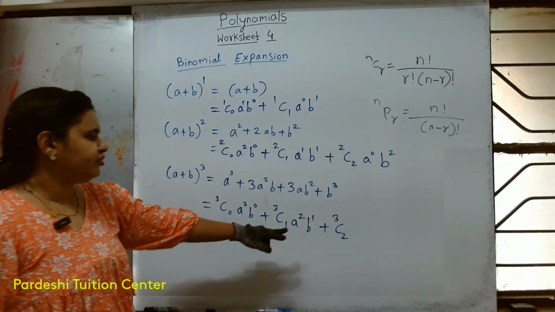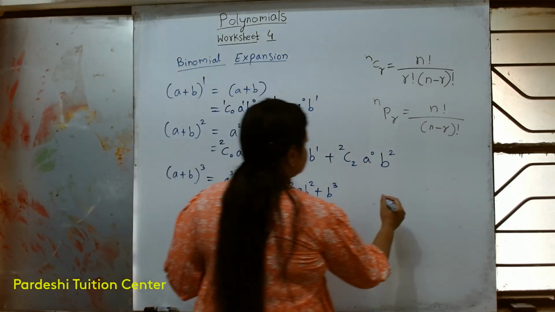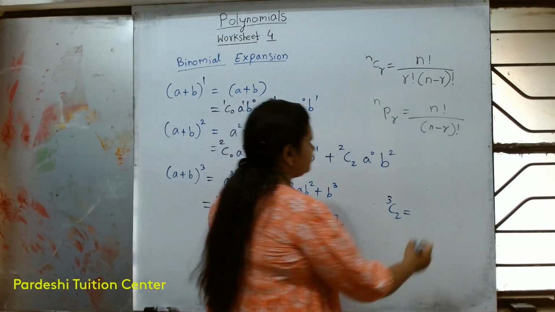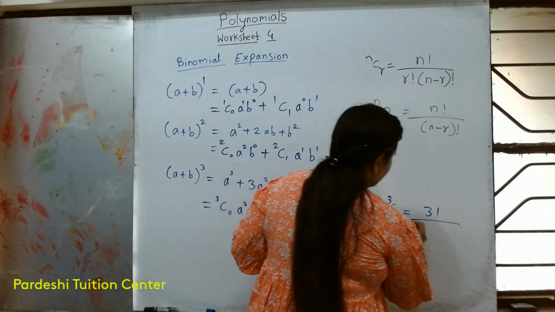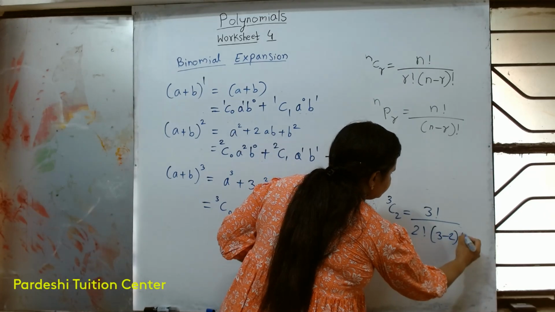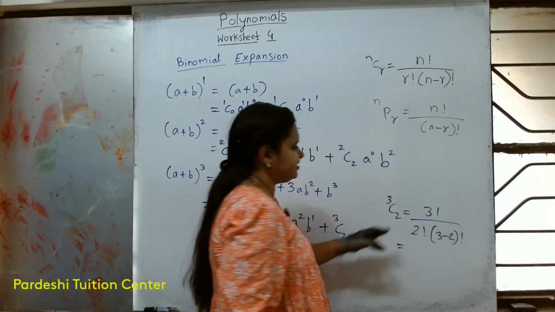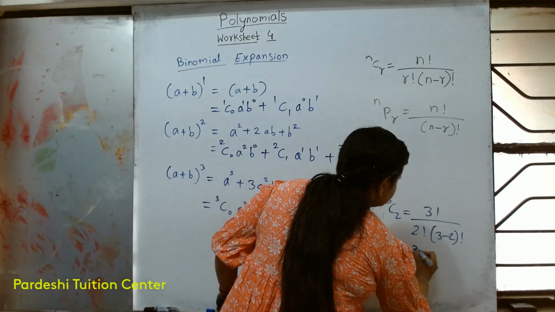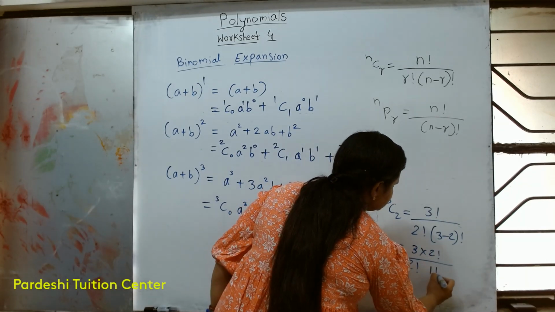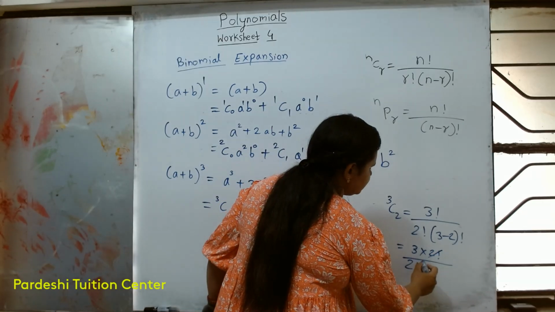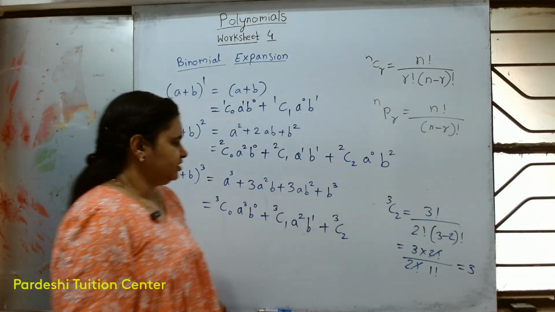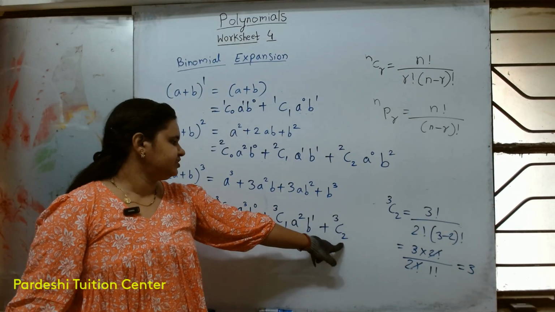Now let us check for 3C2, if it is coming as 3. So 3C2, put it in the formula of combination. It is n factorial, that means 3 factorial upon r is 2, 2 factorial, upon n minus r, that means 3 minus 2 factorial. Now I can write 3 factorial as 3 into 2 factorial. So it will be 2 factorial, 3 minus 2 is 1, 1 factorial. Now again 2 factorial will get cancelled and the answer will be 3. So the answer for 3C2 is coming as 3.